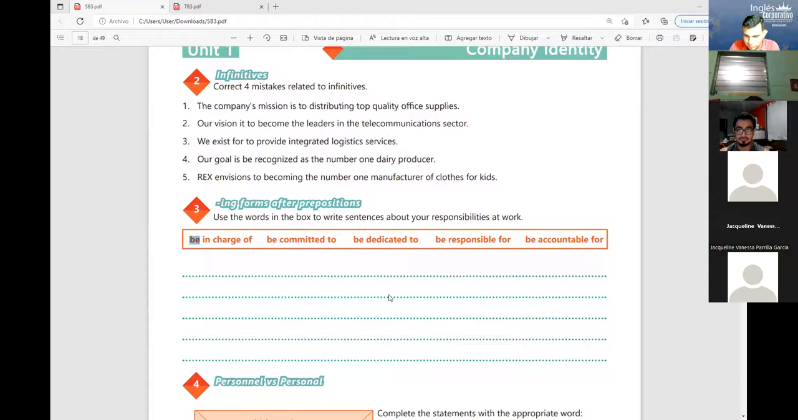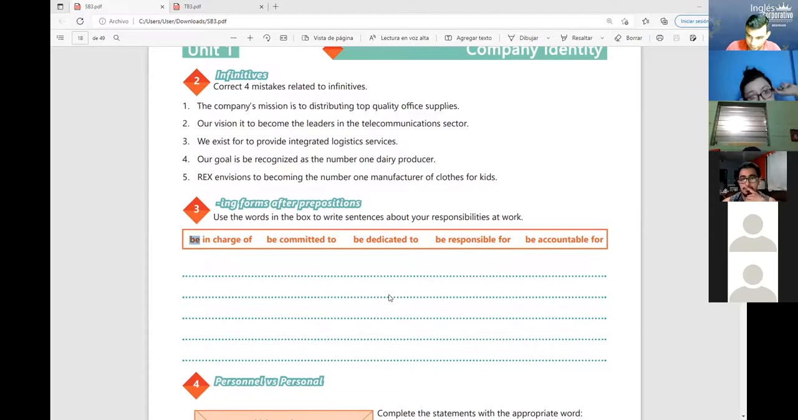Exacto, "beautiful rose". Muy bien, bueno, vamos a chequear las oraciones que ustedes han creado utilizando la palabra "be in charge of". Any volunteer? Be in charge of. ¿Quién tiene alguna oración utilizando "be in charge of"? Me, teacher. Thank you, miss. Lisbeth, "be in charge of budget of the company."